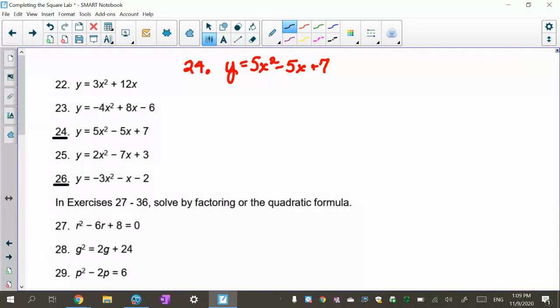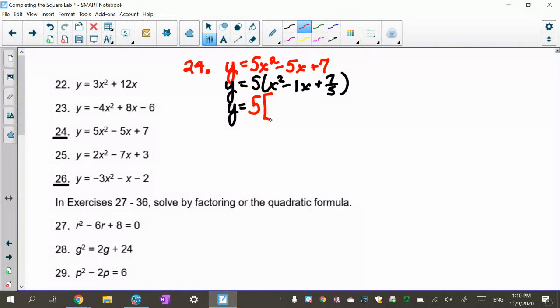So 24, I have y equals 5x squared minus 5x plus 7. The first thing you do is, I can't have that 5 in front of the x squared, so I'm going to factor it out. So I do 5, parentheses, x squared, negative 5 divided by 5 is a negative 1. 7 divided by 5 is 7/5. So if it doesn't go in evenly, it's okay. Fractions are people too. So now y equals, and I'm going to start the process of completing the square.